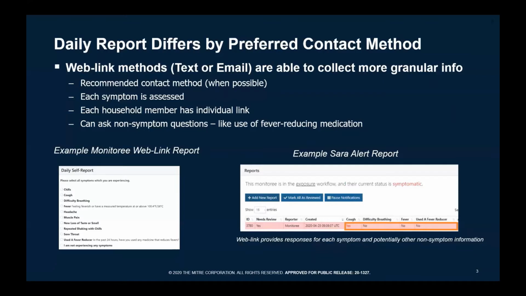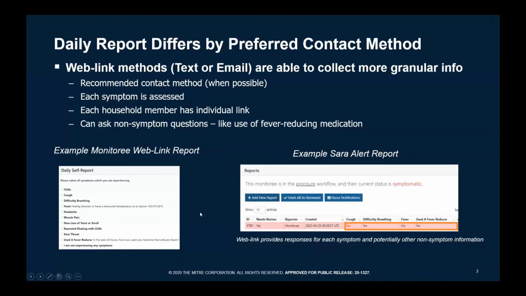So if they get a texted or emailed web link that they click on to fill out their daily symptom report, as I mentioned, their report looks like this image here in the bottom left. They'll see a checklist of different symptoms that they could be experiencing, and this is based on CDC and CSDE guidance for current COVID symptoms, and our team updates that periodically when new guidance is received. And the Monitoree will choose the symptoms that they're experiencing, check them off from the list and click submit.